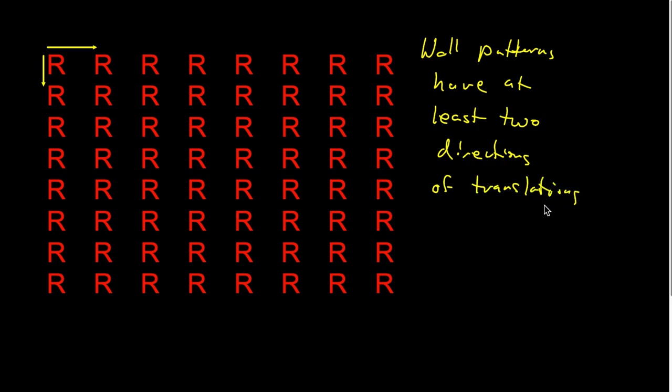Just like the strip patterns, we use these little arrows to indicate how long the translation is. All wallpaper patterns, as I said, will have translational symmetry. Many wallpaper patterns will have more than just translations. The next kind of symmetry that a wallpaper pattern might have is mirror or reflection or flip symmetry. And I'm just going to call it flip symmetry because flip is easier to write.